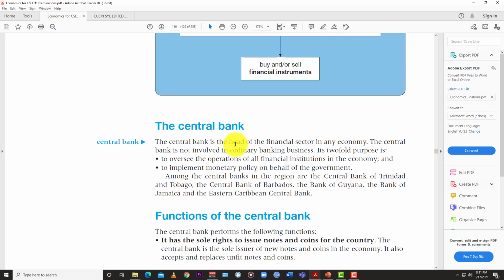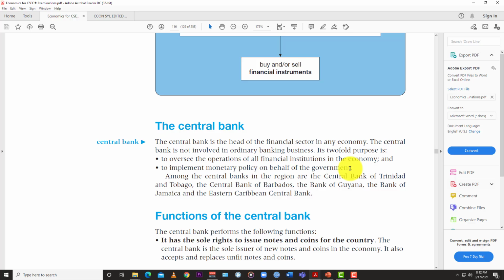The central bank is the head of the financial sector in an economy. The central bank is not involved in ordinary banking business. Its twofold purpose is to oversee the operations of all financial institutions in the economy and to implement monetary policy on behalf of the government. So right there you see one of the jobs, the roles of the central bank.